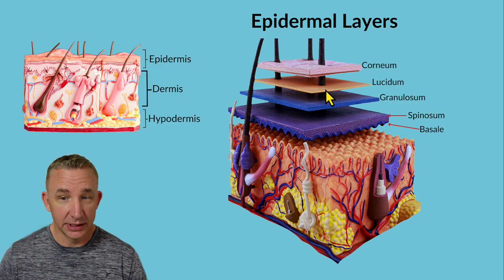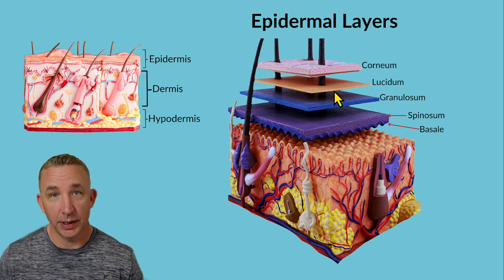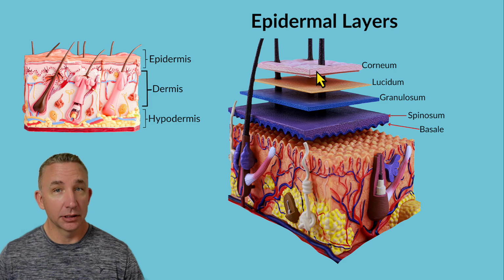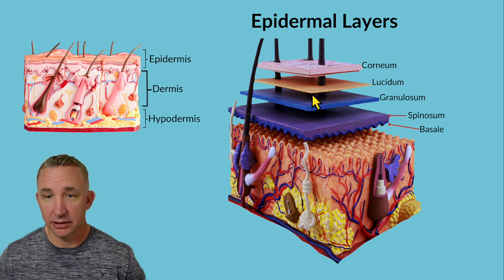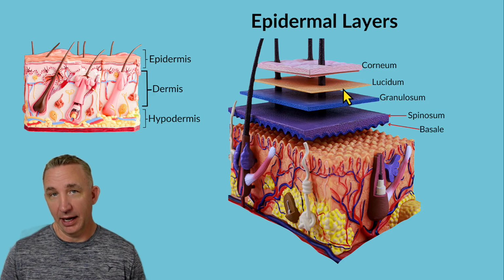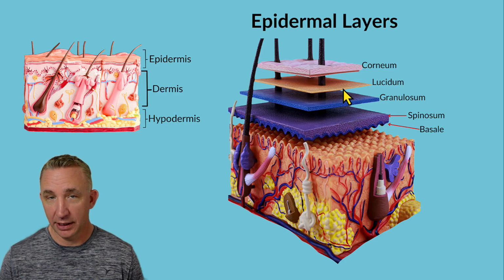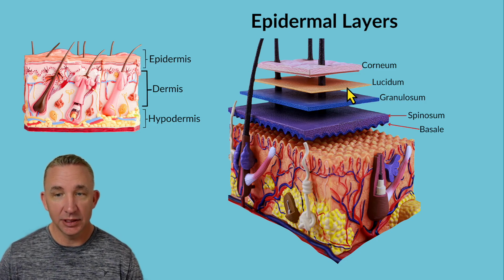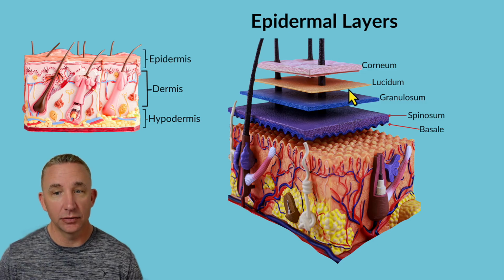Once we get to lucidum, which means lucid or transparent or clear, the cells are now dead. So from lucidum up to corneum, these are all dead cells. Lucidum is what we call thick skin. Thin and thick. Thick is that one unique layer that's for the palms of my hands and soles of my feet. We only see those in hands and feet. So lucidum is referring to thick skin in those two areas.